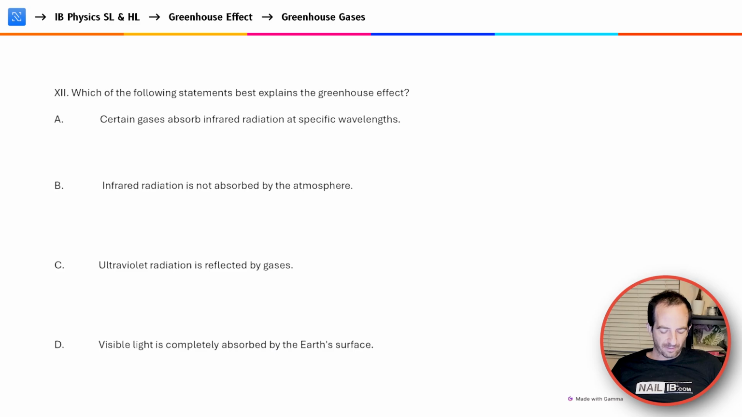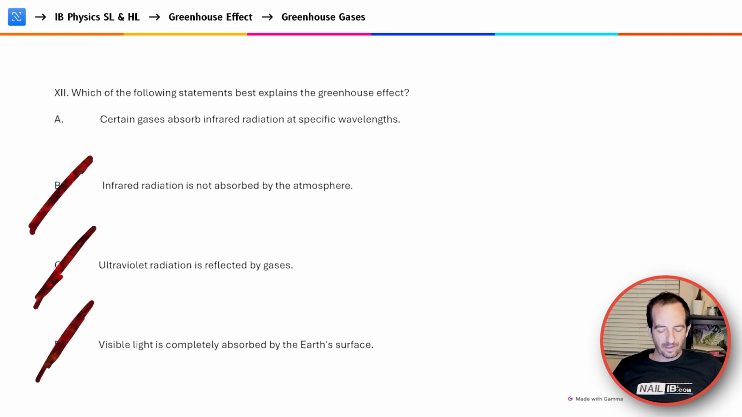Does the greenhouse effect refer to the fact that visible light is completely absorbed by the surface? That is not true. Some of the visible light is reflected. Ultraviolet radiation is reflected by gases? No, that's not mentioned in the greenhouse effect. That's not what we're referring to. Infrared radiation is not absorbed by the atmosphere?